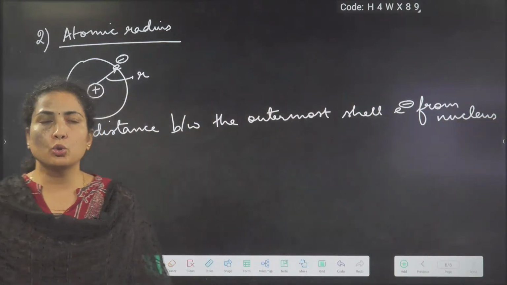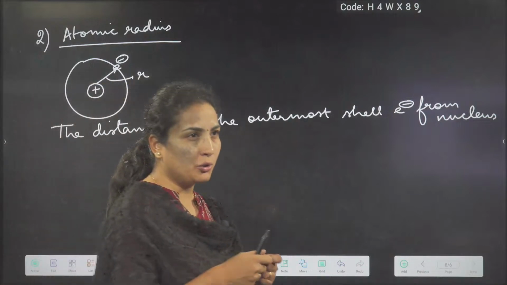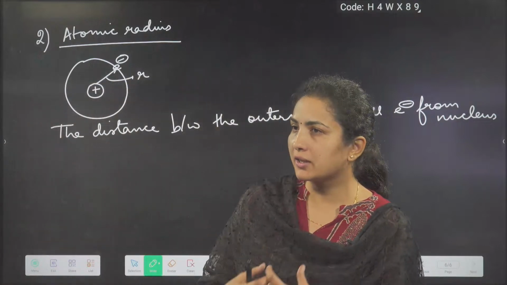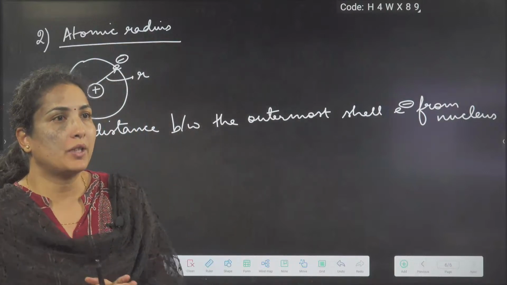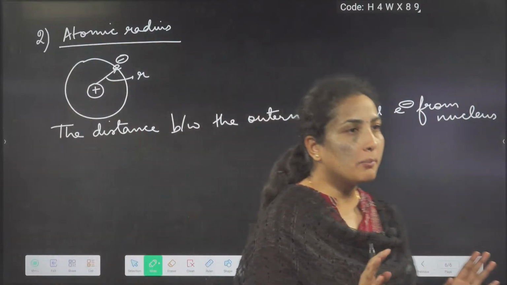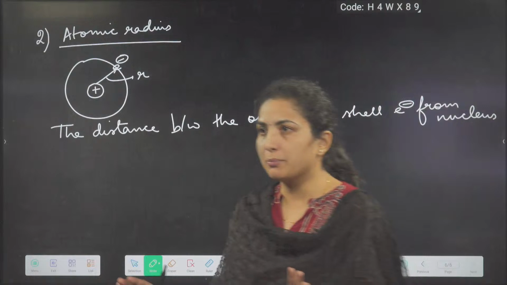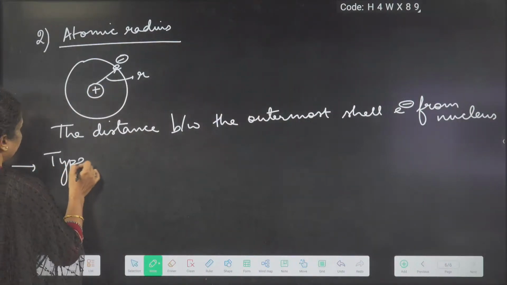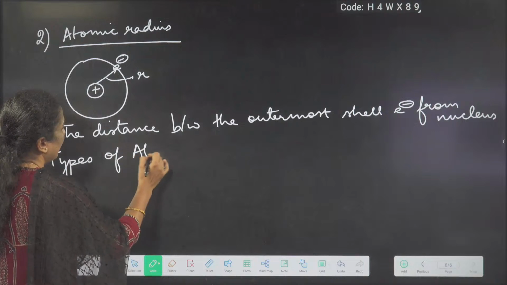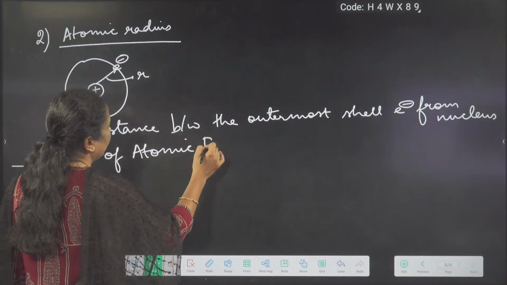Now the thing is, do not think that you will be taking a scale and measuring that distance. Actually, it is determined from the experimentally determined bond lengths, right? From there only you can determine. There is no other way possible. Now, next thing which we are going to learn is types of atomic radius.